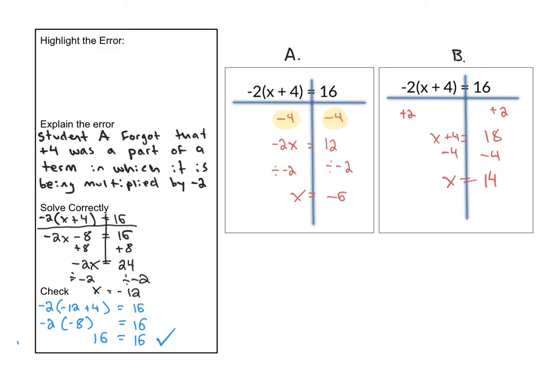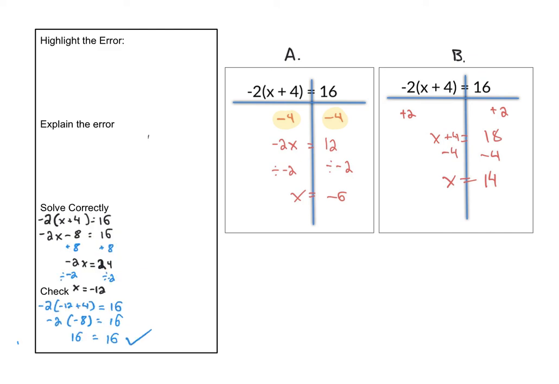All right, let's work on student B. So since it's the same problem, we have the same solve correct and the same check, but this time this student's first step was to add 2 to each side. This is another really common error, is students see this hanging out outside and they forget that that means distributive property. They think it's a constant, but this is not a constant. That is actually a coefficient, or a multiplier, because it tells us how many groups of x plus 4 we have. So that's our highlighted error.